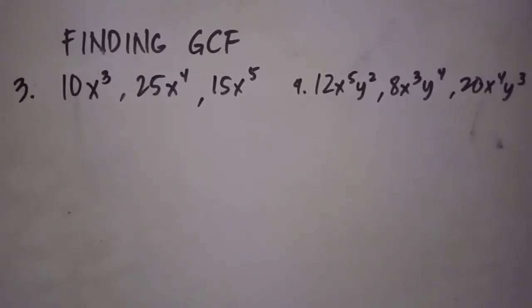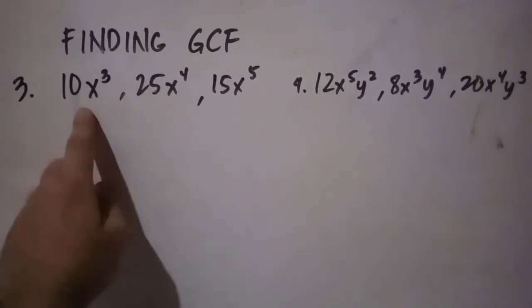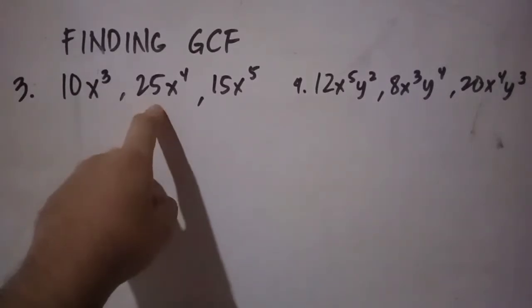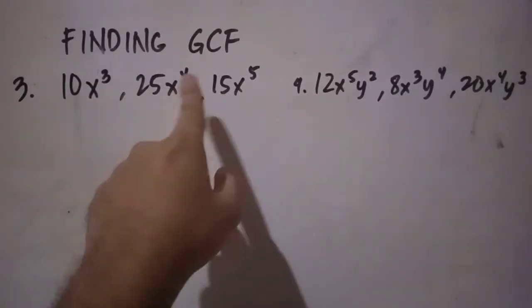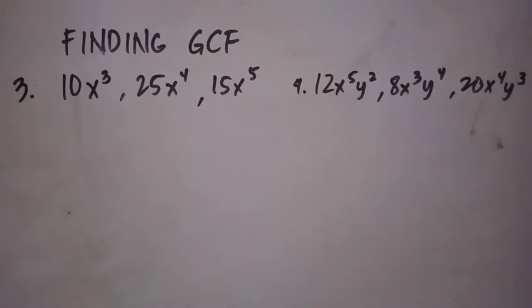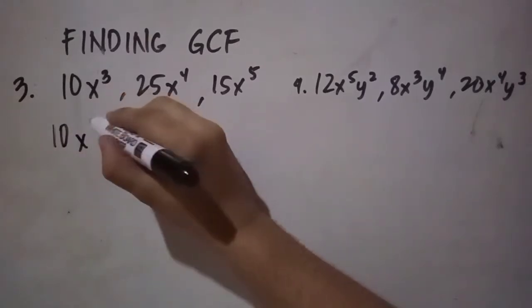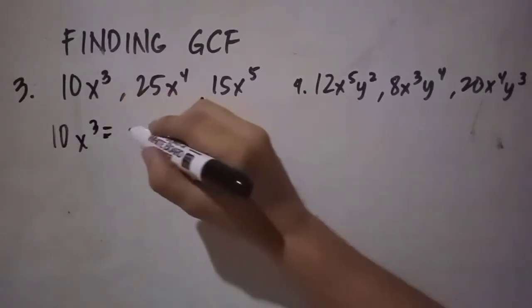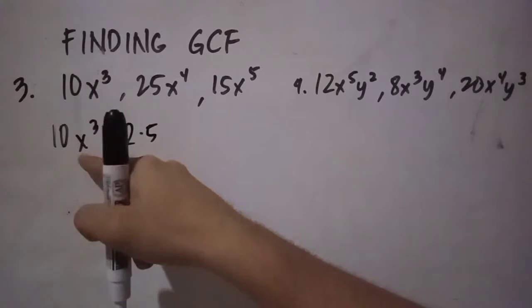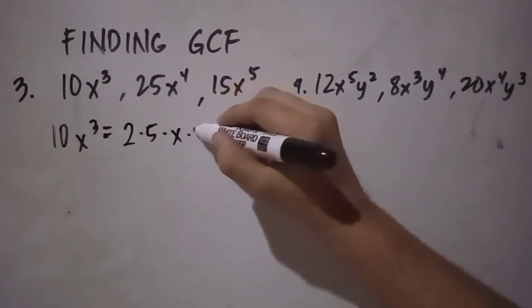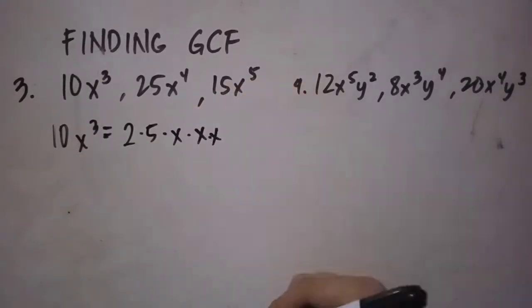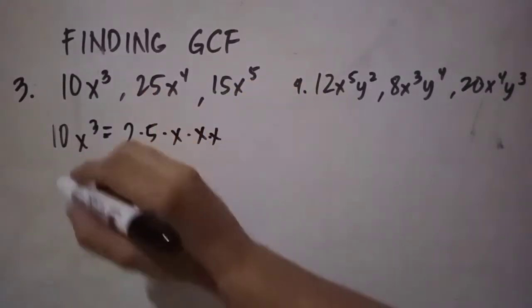Okay, yung third example natin is 10x cubed, 25x to the 4th, and 15x to the 5th power. Okay, so kunin muna natin prime factorization nito. So, 10x cube muna tayo, no? So, 10 is 2 times 5. And then, x cube is 3x. Yan. So, 25x to the 4th naman.